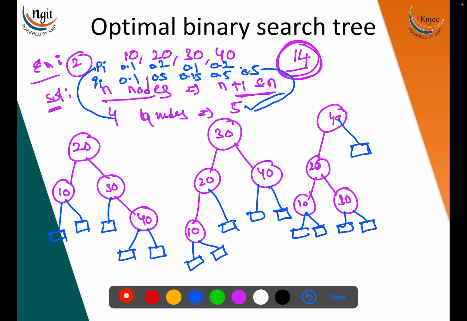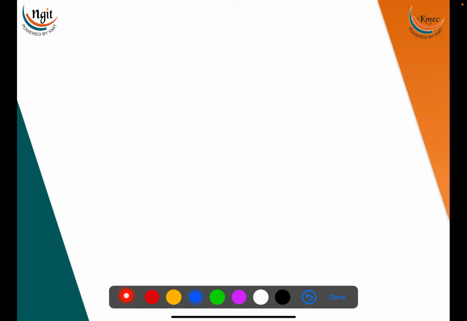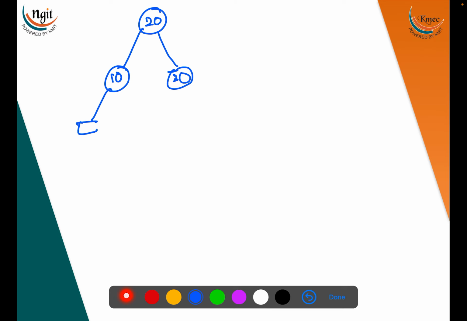Now what we'll do next is calculate the cost of searching an element from this tree. How can I calculate that? There is a formula to calculate the same. Now let's take this tree and we'll calculate. The first tree I'm considering is 30, and I'm taking the dummy nodes, 40.